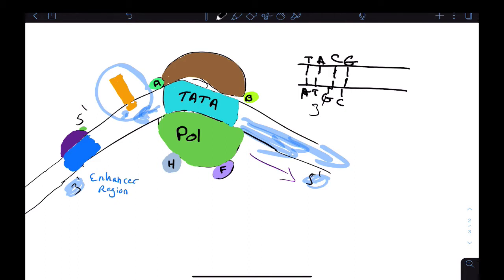Now, in order for this polymerase to work over here, for this to be read, these bonds have to be opened up. We can't keep it like this, so this needs to separate. How's that going to separate? Remember what I told you before: helicase ends up coming and opening this up.